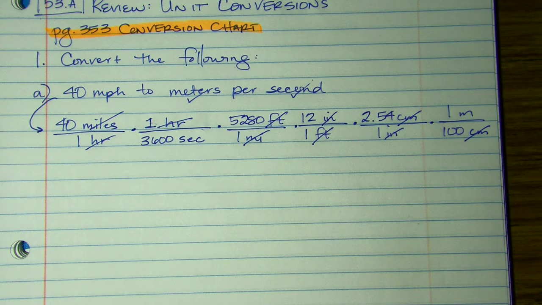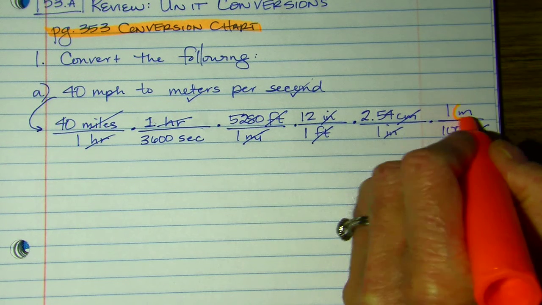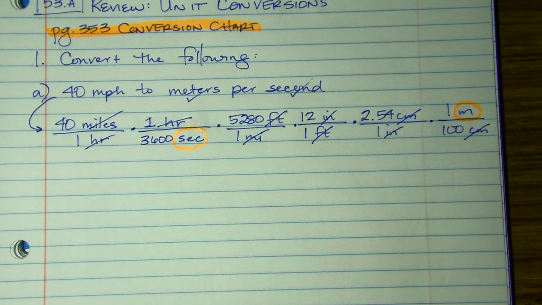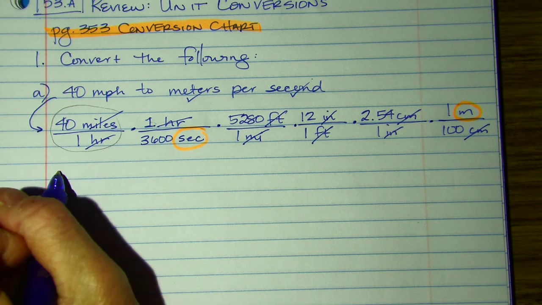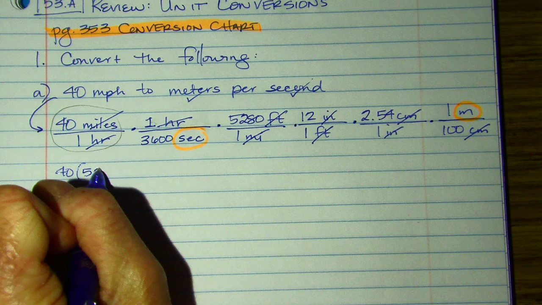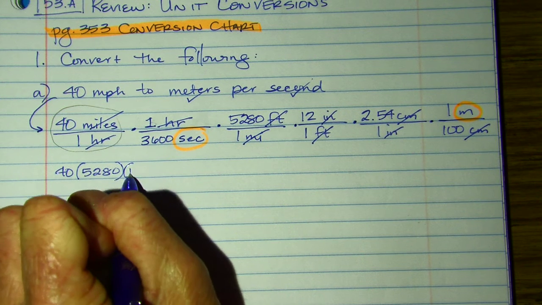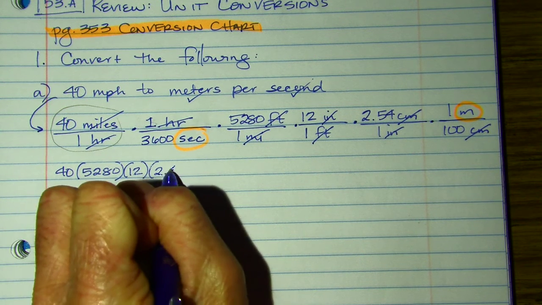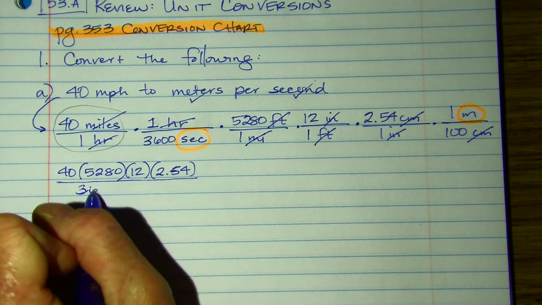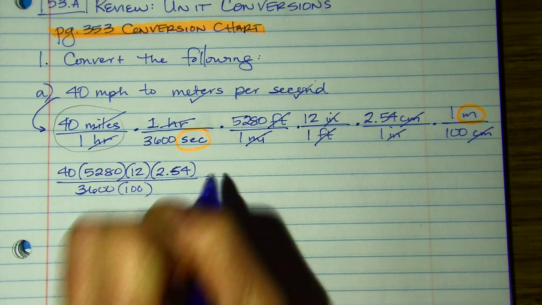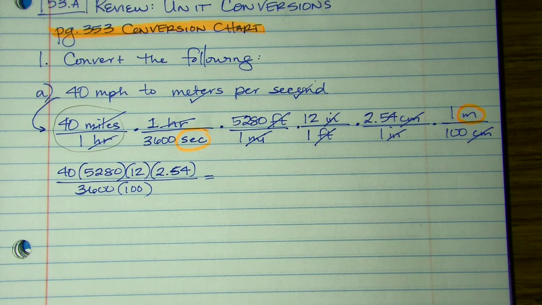So I want you to notice what we have left. The only thing I have left that I haven't crossed out is meters per second. So I know I'm done converting. Now I have to do the multiplying and dividing. So on top I have 40 times, I don't need to write the ones, right? 5,280 times 12 times 2.54. And on the bottom, I've got 3,600 times 100. So that is what I'm going to enter.